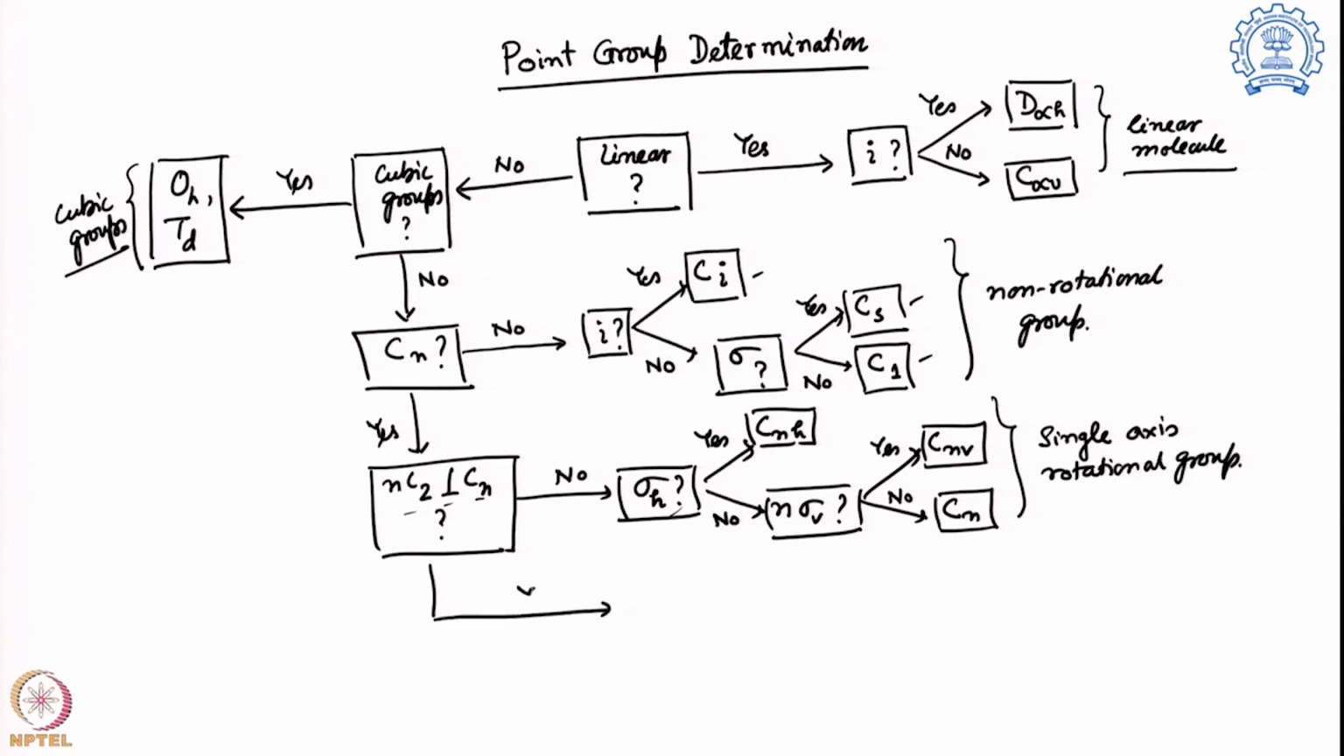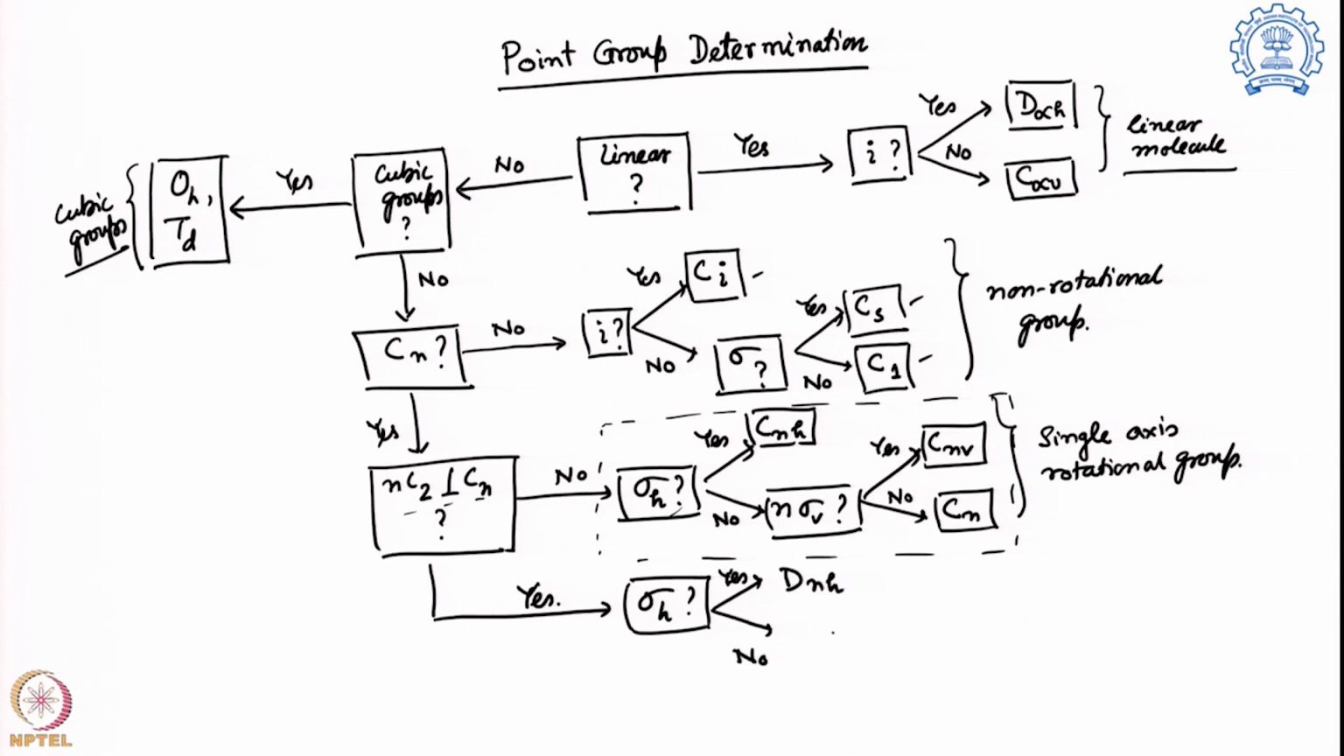And if it does have a number of C2 perpendicular to Cn, then the molecule belongs to Dn point group. So, we go to, do you have a sigma h, the similar line of questioning that we have done just over here. We are just going to repeat it. Sigma h, if the answer is yes, the molecule belongs to Dnh point group.